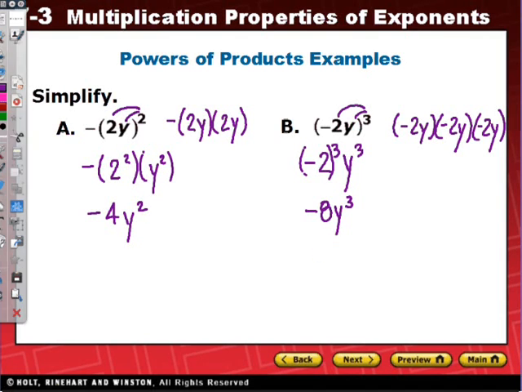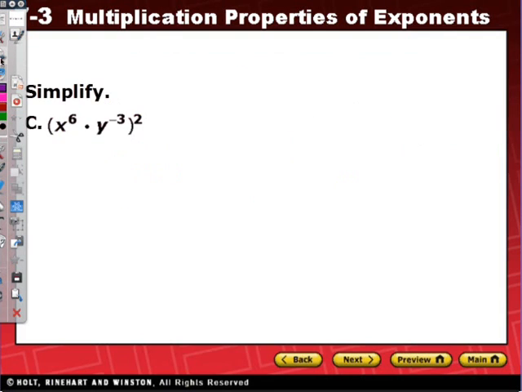I think we have one more of these. x to the 6th times y to the negative third, all squared. Pause the video and give this one a try on your own.